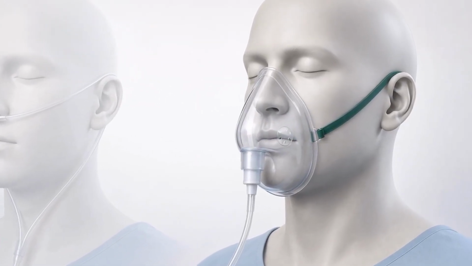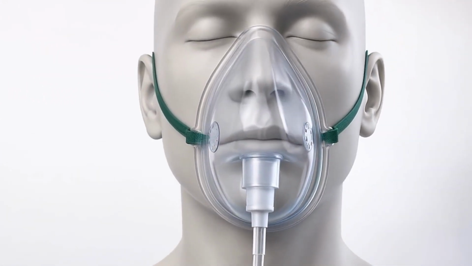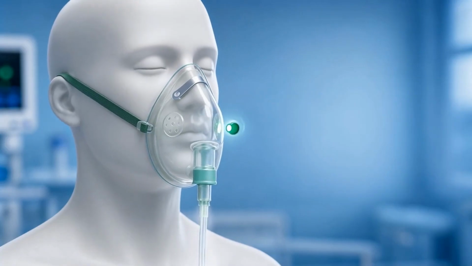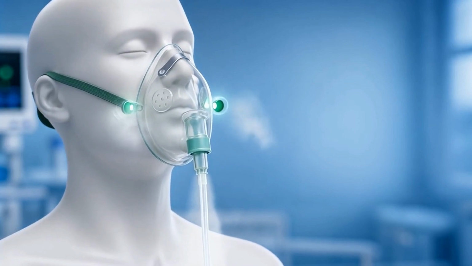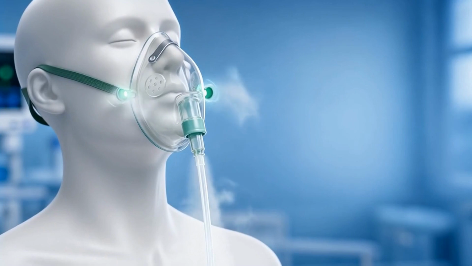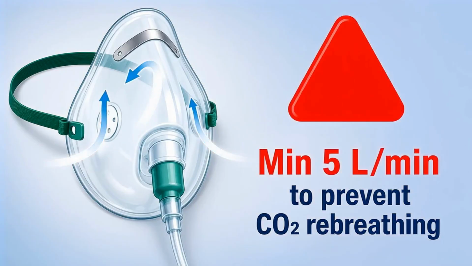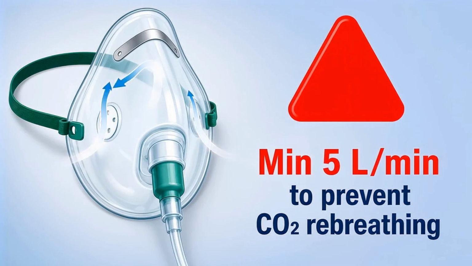This device delivers a higher concentration of oxygen compared to the nasal cannula. It provides roughly 40 to 60% oxygen. To achieve this, you must set the flow rate between 5 and 10 liters. A vital NCLEX point: never set the flow below 5 liters per minute. Doing so risks the patient rebreathing their own carbon dioxide.